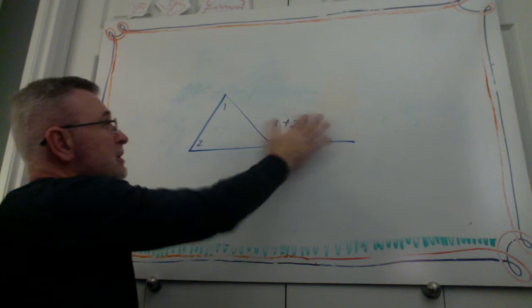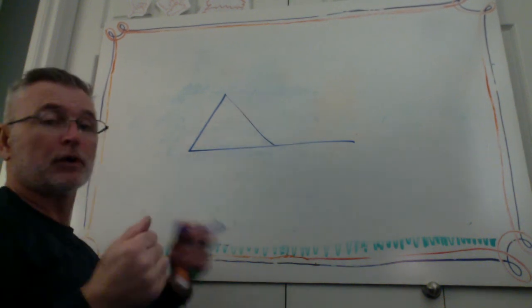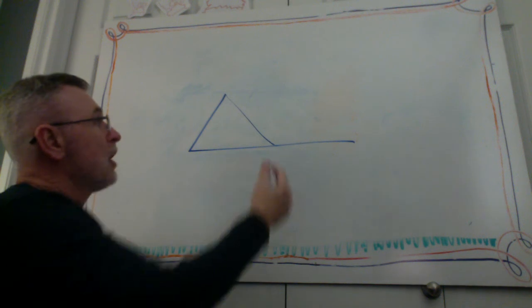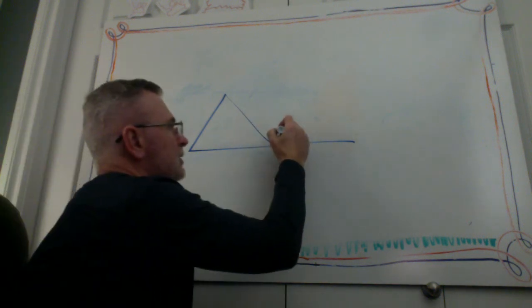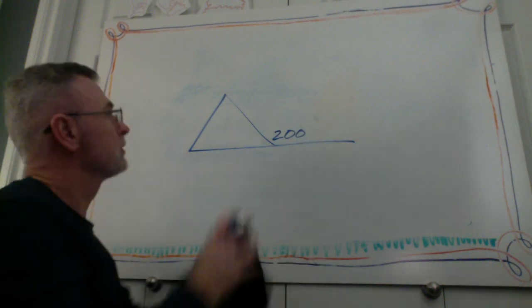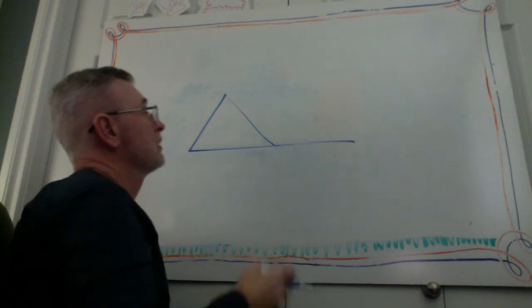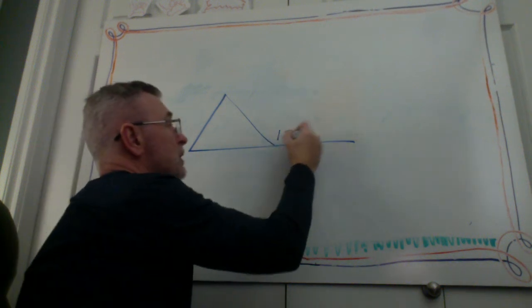Now, what does that mean to us? Well, that means that if we're going to solve, and let's say we knew that this angle out here was 200 degrees. Whoa, that's too much. Sorry, I was thinking of something else. What if this angle out here was, let's say, 120 degrees?